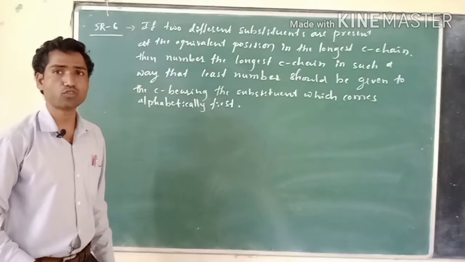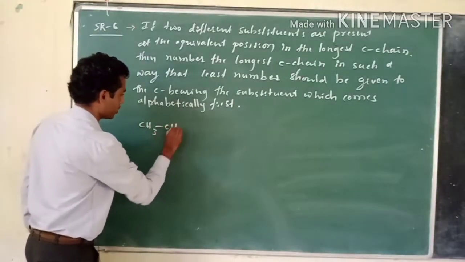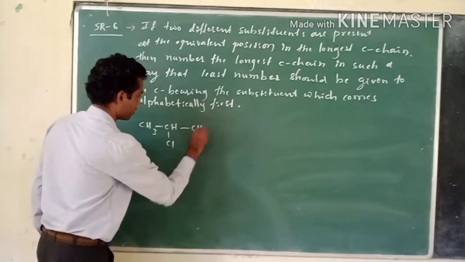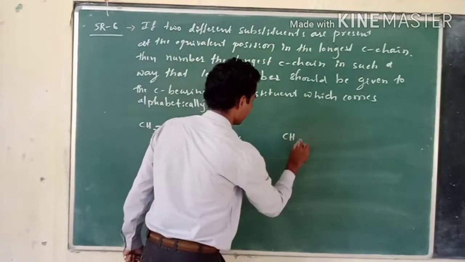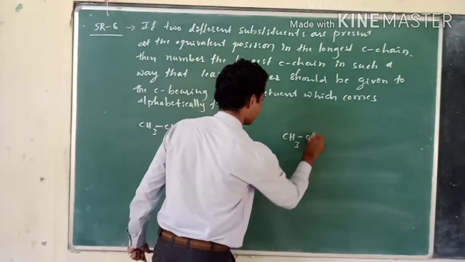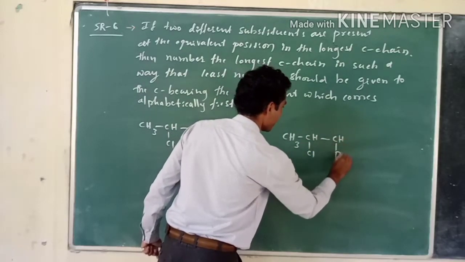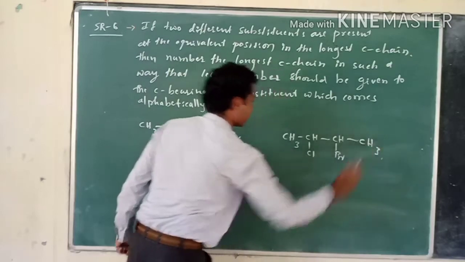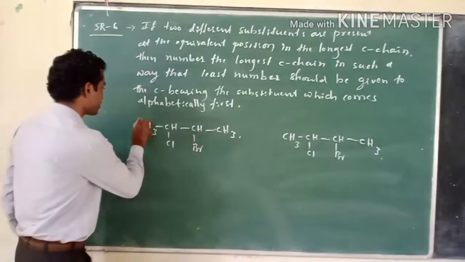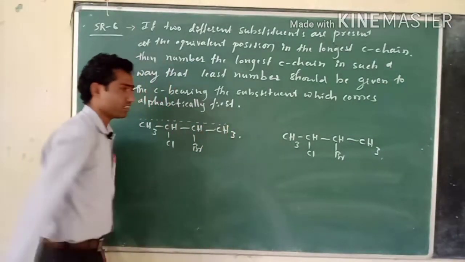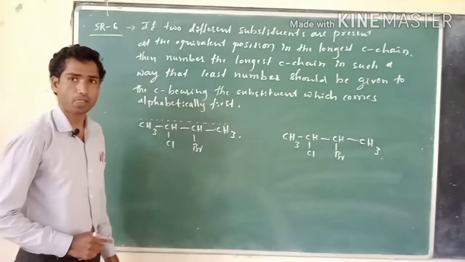So let us take one more example to understand this sixth rule. CH3, CH, Cl, CH, Br, CH3. Same molecule, right? So here the first rule is to identify the longest carbon chain. This is the longest carbon chain. There are two ways of numbering the molecule. So the second rule is to number the longest carbon chain.